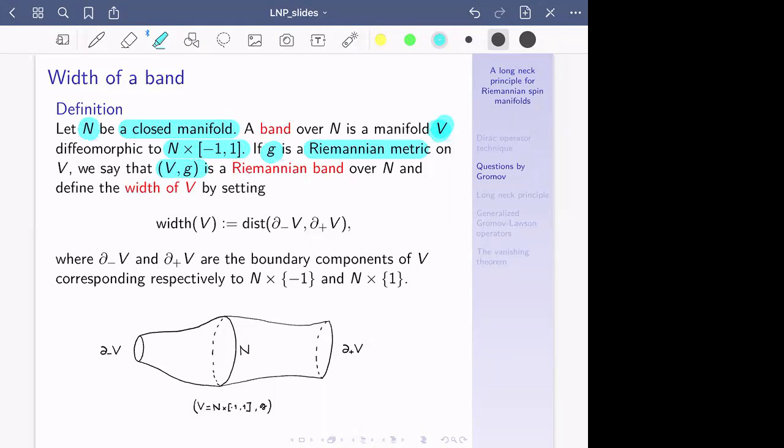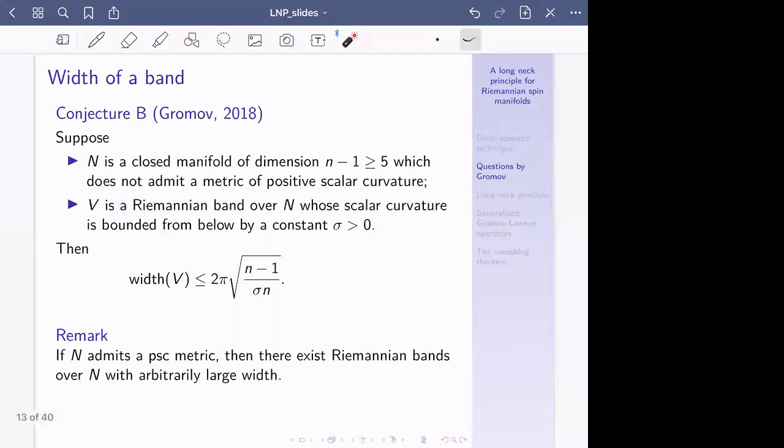And we define the width of V by this formula. This is the distance between the two boundary components. So in this picture, N is the core of the band, and the width of V is the distance between the two boundary components. In this case, Gromov proposed the following conjecture. Suppose that N is a closed manifold of dimension at least 5, which does not admit a metric of positive scalar curvature. And moreover, suppose that V is a Riemannian band over N, whose scalar curvature is bounded from below by a positive constant sigma.